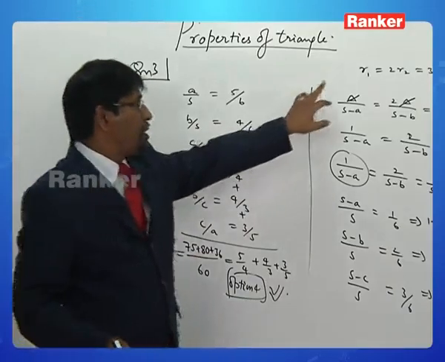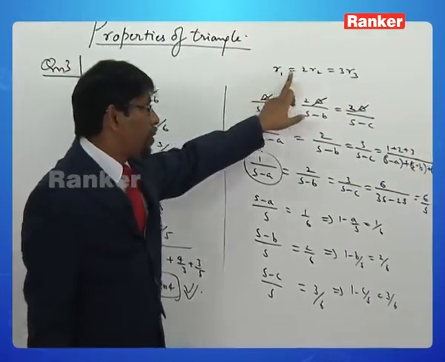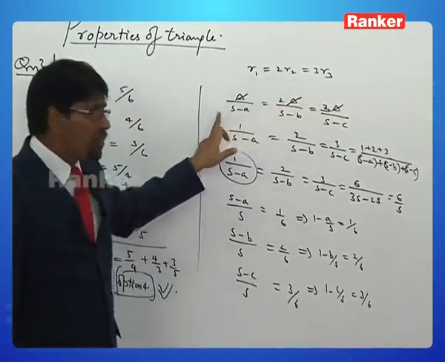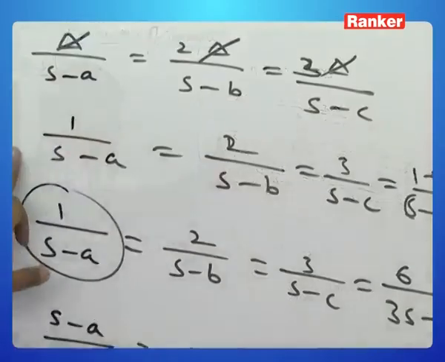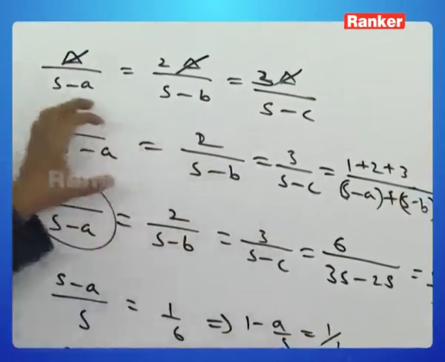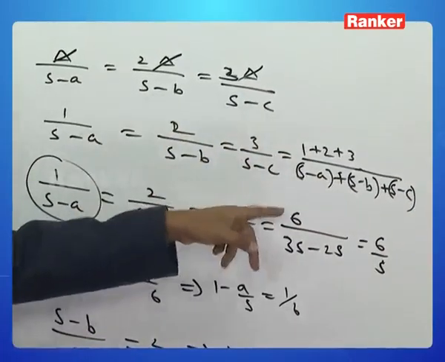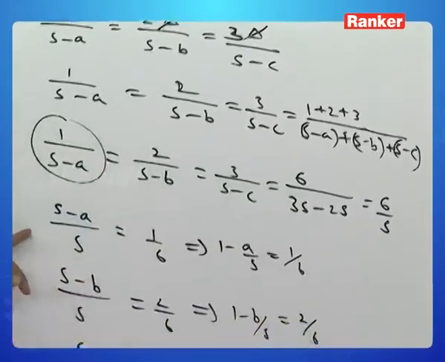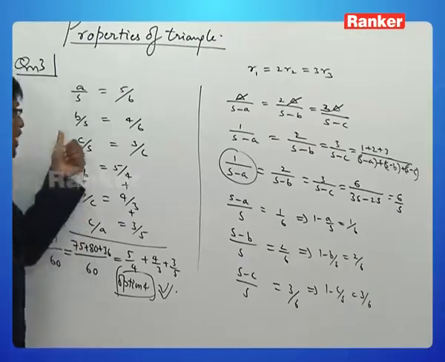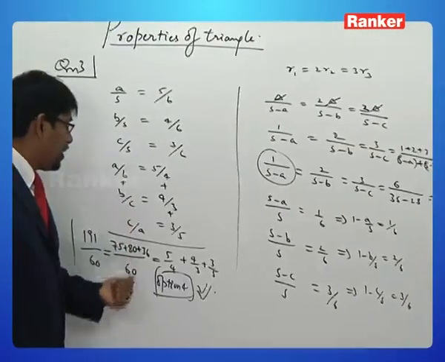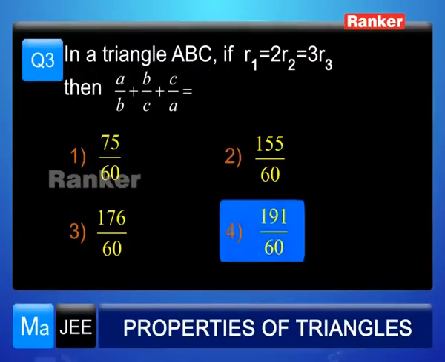So let's get back and see what we have done here. R1 is equal to 2R2, and that's also equal to 3R3. We just use the formula, and this is the main step here. We just manipulated like this. We use the ratio proportion. We use the multipliers 1 1 1 here, added up. So we got 1 plus 2 plus 3, that gave me 6 by S. So that gave me A by S, B by S, and C by S. And using all of them, I found out A by B, B by C, and C by A. Adding up all of them, we're getting 191 by 60. Therefore, option 4 is the right answer.